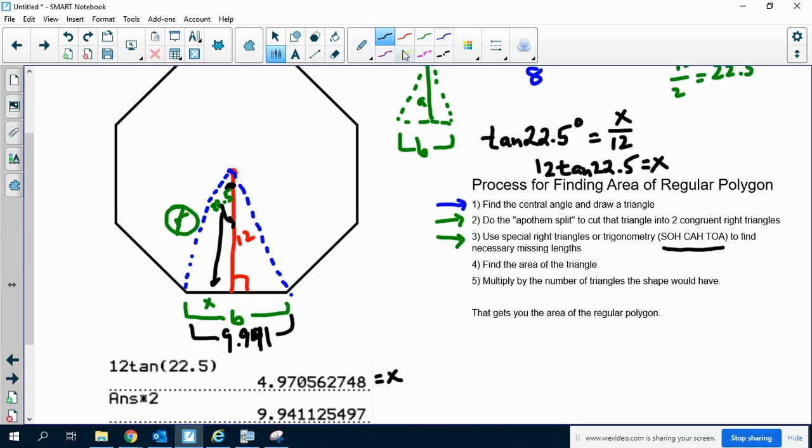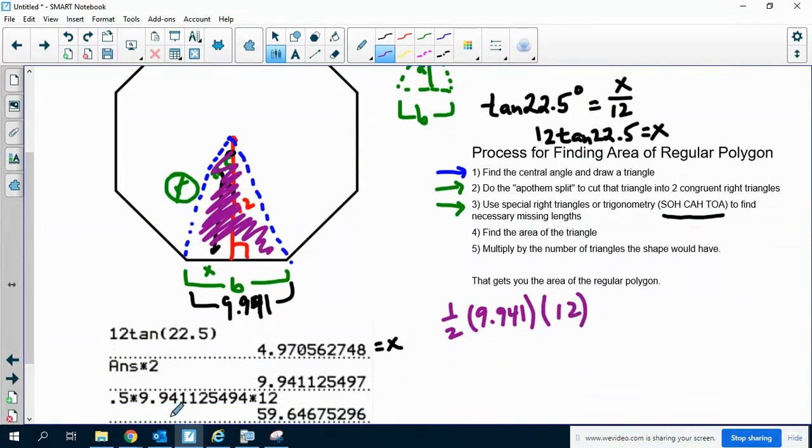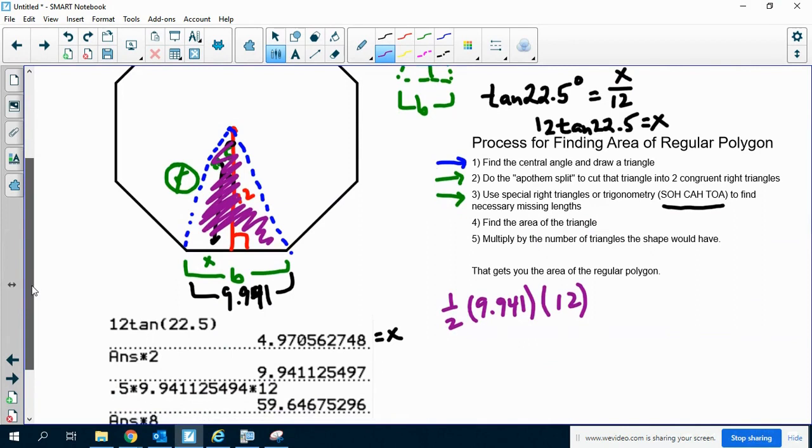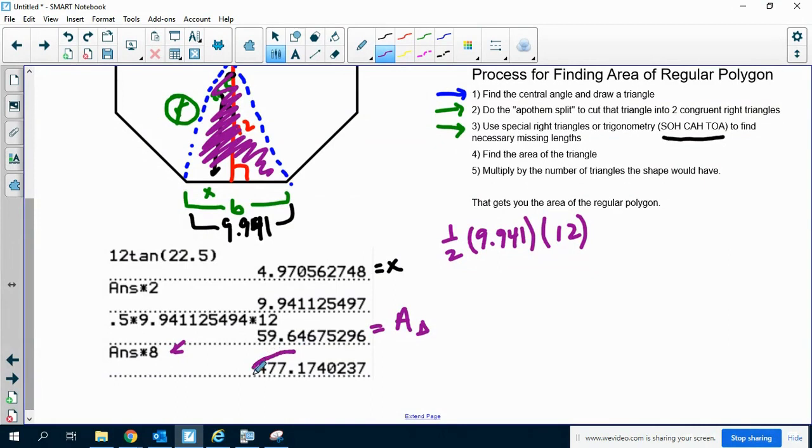So then, in order to find the area of this triangle, I'm going to do 1/2 times the base, which is like 9.941, times the height, which is the apothem. And remember, in this problem, the apothem was 12. So when I do 1/2 times 9.941 times 12, 1/2 base times height, I get 59.647 or so. This is the area of one triangle. Then I'm going to multiply that by 8. That will give me the final answer. So my answer for the area is 477.174 units squared.